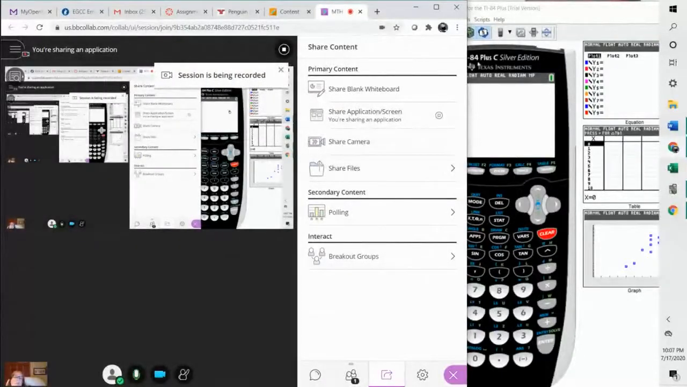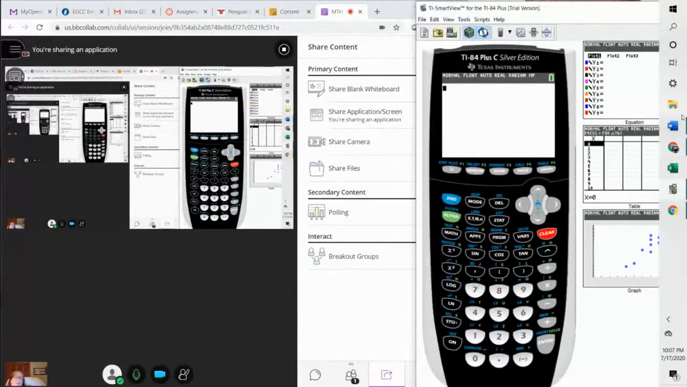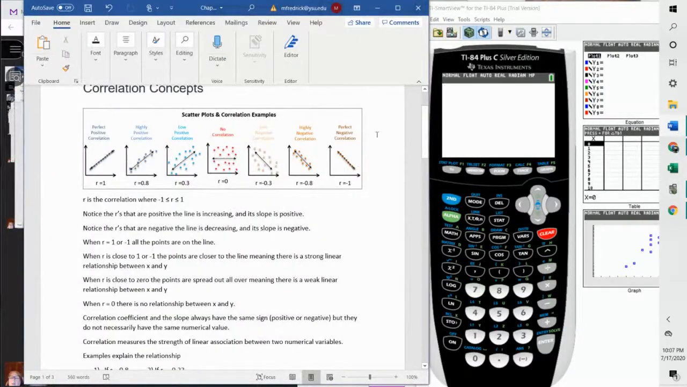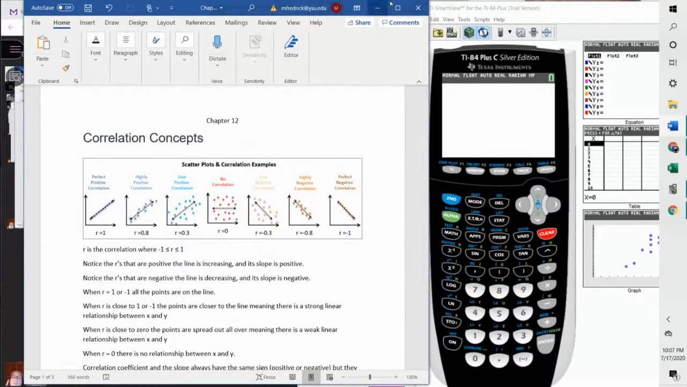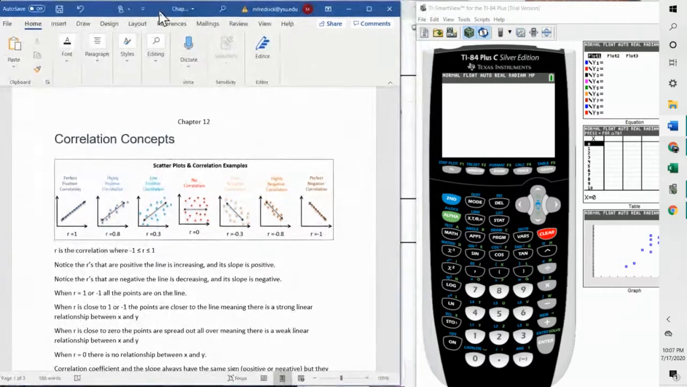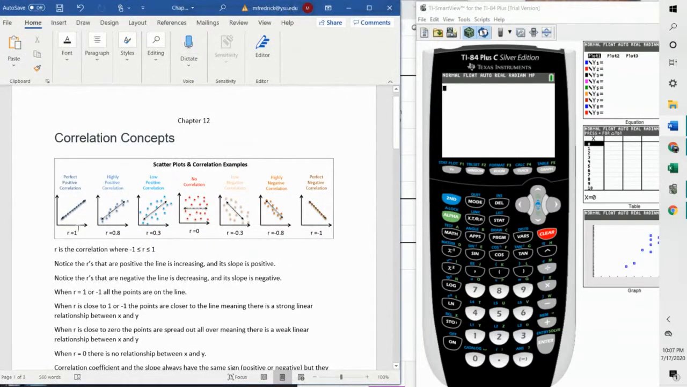Hello. So for chapter 12, let me bring it up here. We're talking about correlation. When we're talking about two different types of data, we want to see if there's a relationship between them. This shows you the different possibilities, because if we plotted the points, the x and y, on an axis, it shows you how strong the relationship is.